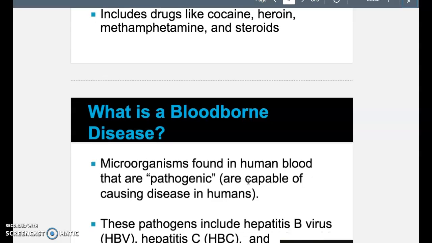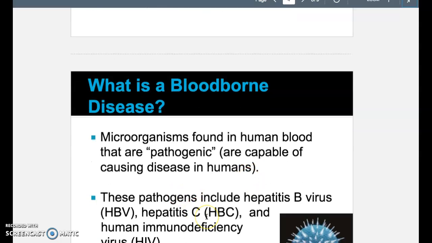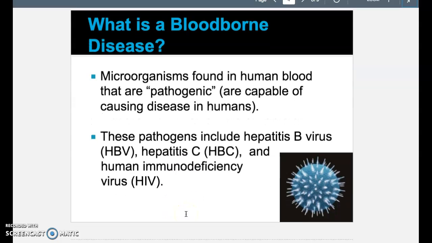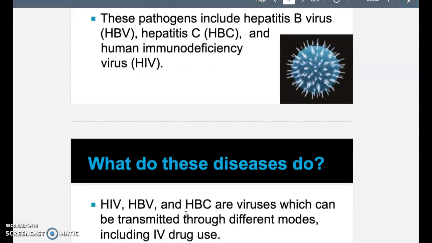What is a bloodborne disease? They are microorganisms found in human blood that are pathogenic, so they're going to cause disease in humans. These pathogens can include hepatitis B virus, which is HBV, hepatitis C, which is known as HCV, and then the human immunodeficiency virus, which is known as HIV, which will end up going into AIDS.